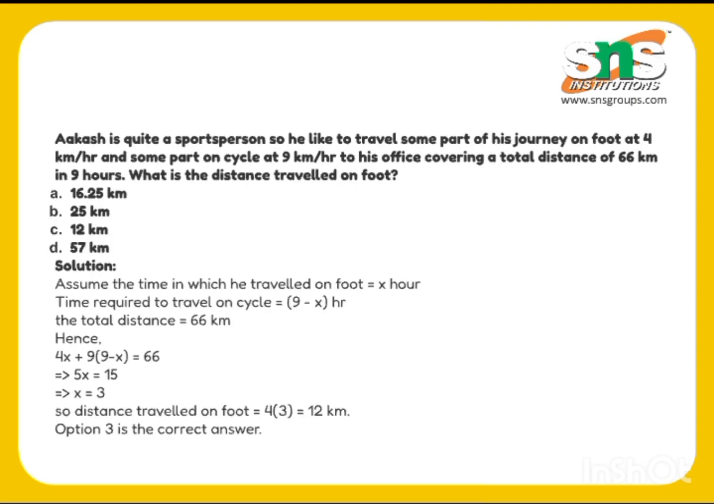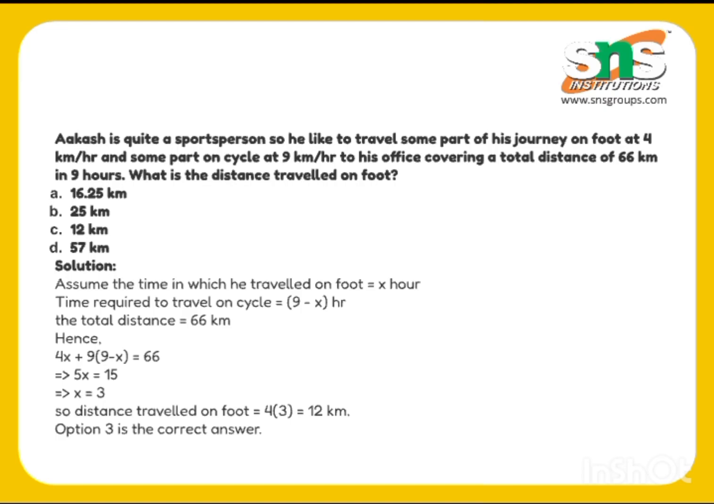Here, we know his speed is 4 and we don't know the time, so the distance on foot is 4 into x, plus he traveled at 9 km per hour for time 9 minus x, so 9 into (9 minus x). When we add these two, the distance he covered is 66 km. When we solve this equation, we get 5x equal to 15, so the value of x is equal to 3. x is the time he traveled on foot. Distance is equal to speed into time, so 4 into 3 is equal to 12 kilometers. So option C is the right answer.